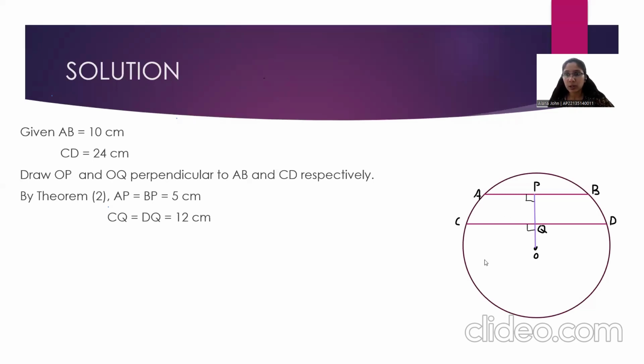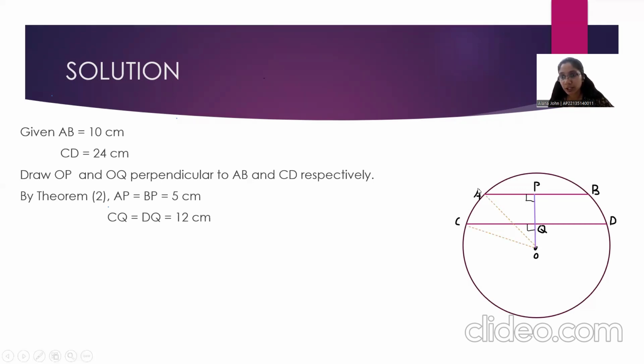Okay. Now, one more piece of information was given in the problem, right? That is the radius of the circle. So here, I'm just joining the center O to the point A. Then that will be the radius of the circle, right? And also I'm joining the center O to the point C. Then that will also be the radius of the circle, right?